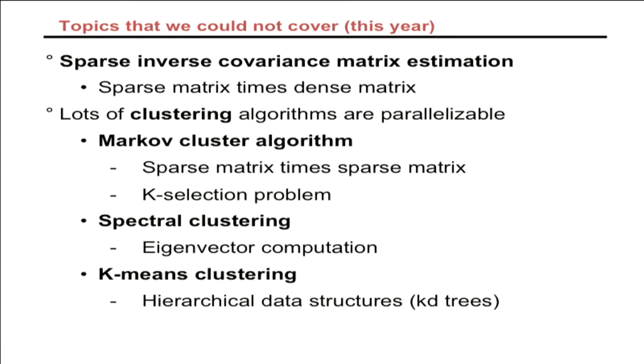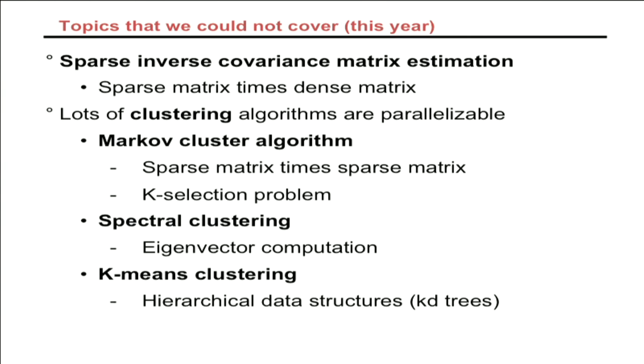A bunch of things I didn't cover today. Sparse inverse covariance matrix estimation, mouthful. It's really estimating partial correlations in the data, right? When I regress out all the effects of all the other samples in this data, what is the inherent correlation between sample A and sample B? That's what it estimates. And that was the driver of our work on sparse times dense, because that's the inherent problem. Lots of clustering algorithms are very parallelizable. A very famous algorithm from bioinformatics, Markov cluster, does sparse matrix times sparse matrix, and then does the selection problem we've seen in an iterative way.